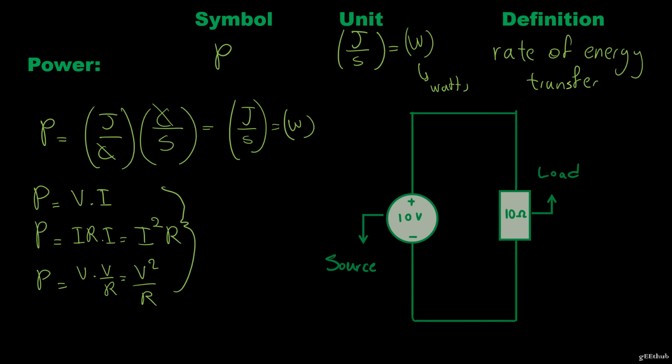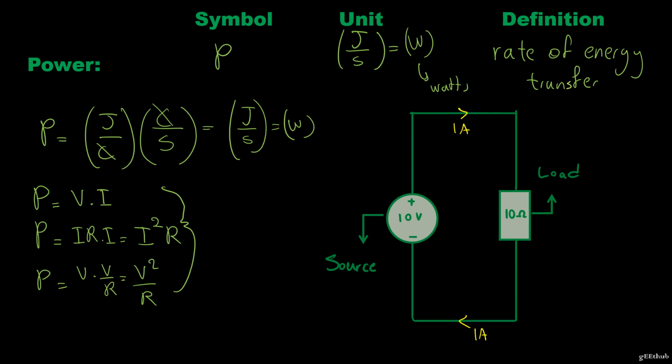So let's analyze this circuit and how much power is being generated versus how much power is being consumed. So from the previous example, we know that we have 1 amp of current in this circuit.